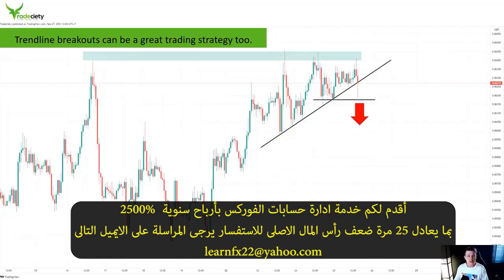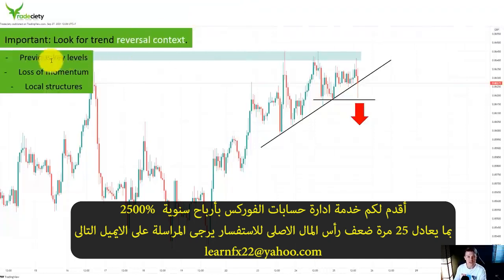All right, so let's talk about trendline breakouts, and I love trading trendline breakouts because they provide you such a great entry price, as we will see. And we want to look for a trendline breakout with a lot of context because we are trading trendline breakouts as trend reversals into a new trend. And what you want to see as a trend context is, for example, previous key levels, a loss of momentum, local structures. So how does it look?